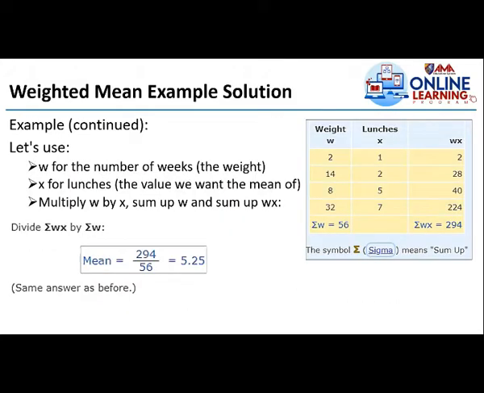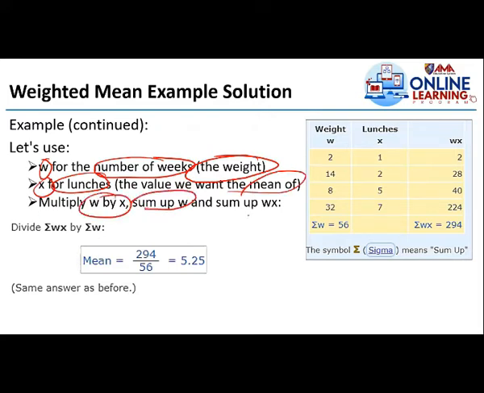We have agreed, no, based on our analysis in the previous on the problem itself. Yung W natin is the number of weeks, which is the weight. Yung X natin is yung lunches because ito yung hinahanapan natin ng mean. Then we simply multiply W and X and sum up all the weights and sum up all yung W times X. So as you can see here, ito yung mga weeks or weights. Ito yung weight, di ba? Yung W. Ito yung lunches. So 1, 2, 5, 7. So dapat nakatapat siya sa naka-assign sa kanya.